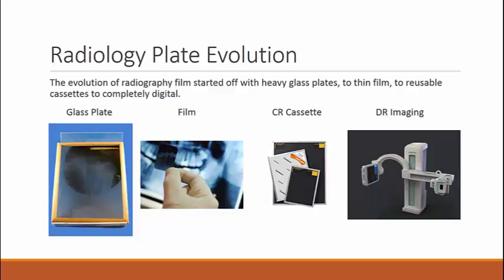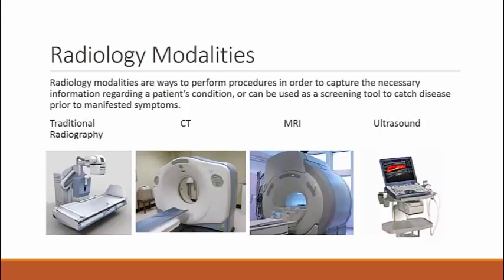Following film came cassettes. The cassettes, as shown below, were used to capture the image and then placed into a developer which downloaded the information to be displayed on the screen. The fourth image is that for digital imaging, which is commonly used today, the receptor transmitting the information directly to a computer for quick, easy viewing. Radiology modalities are ways to perform procedures in order to capture the necessary information regarding a patient's condition, or can be used as a screening tool to catch disease prior to manifested symptoms.